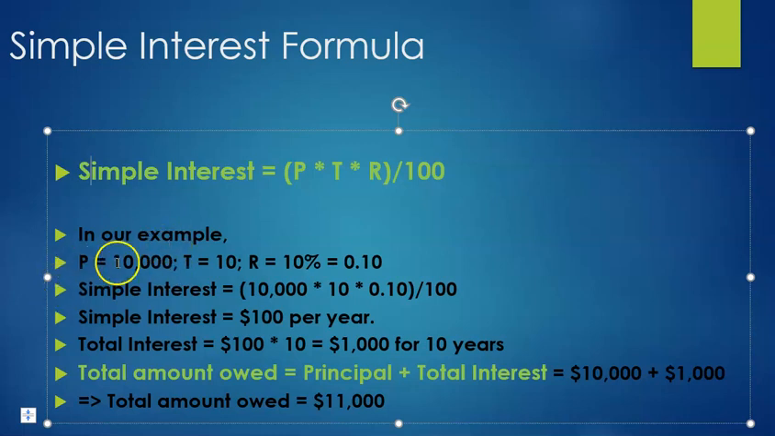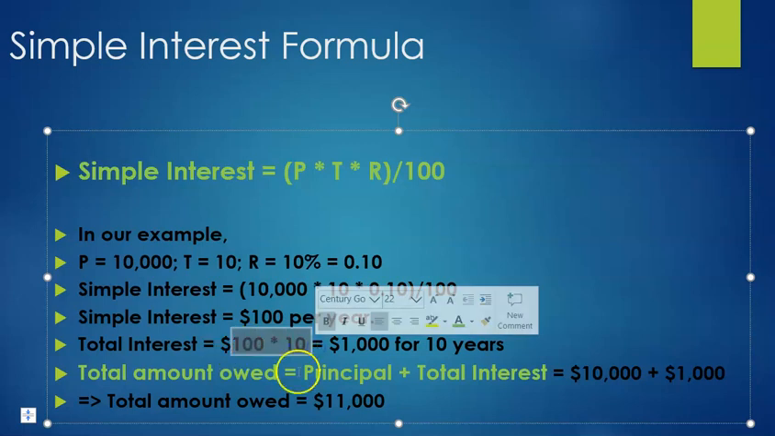So in our example, we had a principal of $10,000, a term of 10 years, and the rate was 10% or 0.1. So the simple interest becomes 10,000 times 10 times 0.1 divided by 100, which is $100 per year. And so the total interest would be $1,000, because you're paying $100 over a period of 10 years.